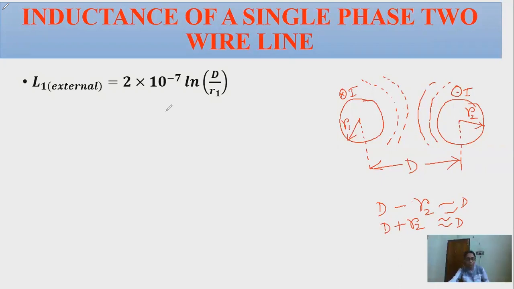And that's why the approximation can be written as L1 external equals 2 into 10 to the power minus 7 ln D by R1. In the previous expression, we had taken D2 by D1. Here D2 is replaced by capital D and D1 is replaced by R1.